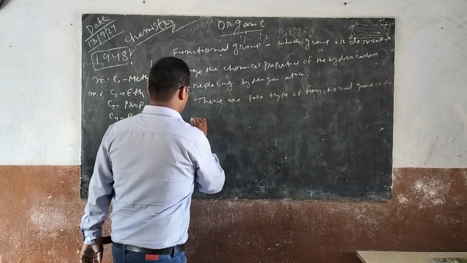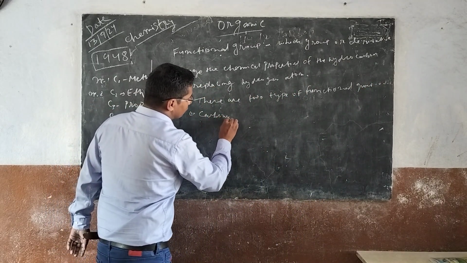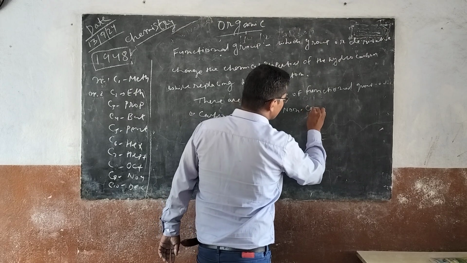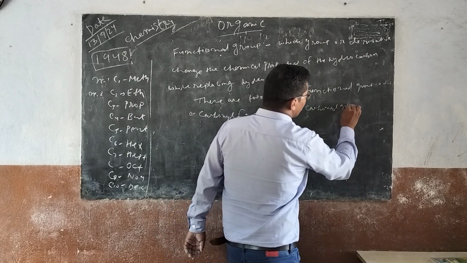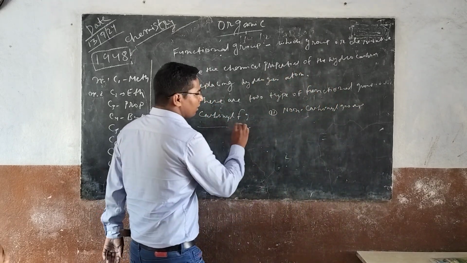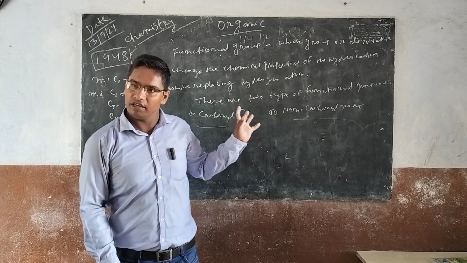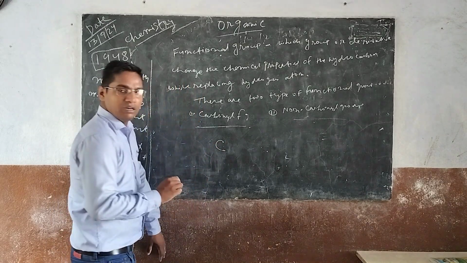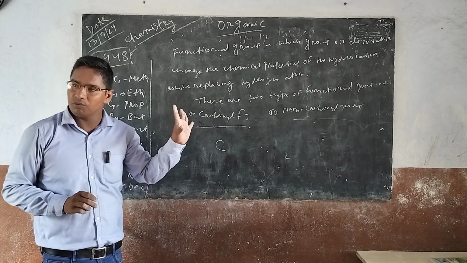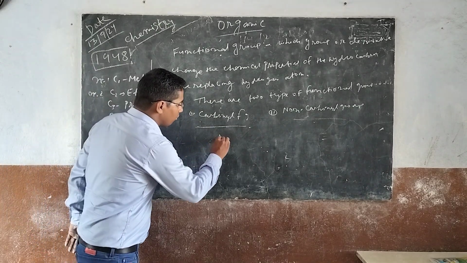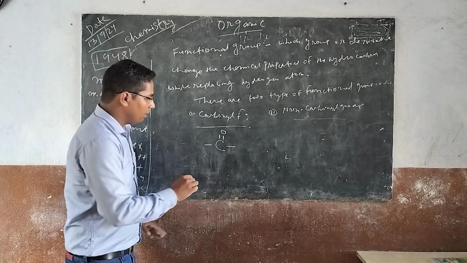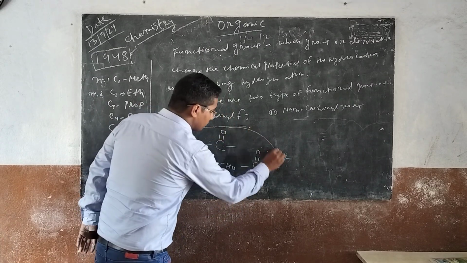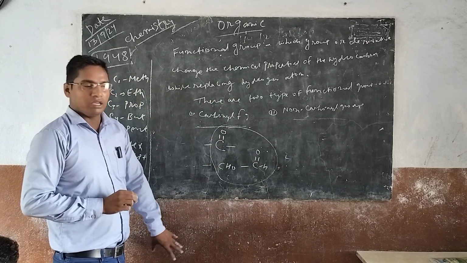First, carbonyl functional group, and second, non-carbonyl. What is the difference between carbonyl and non-carbonyl? In a carbonyl functional group, we can see at least one carbon atom, like CO, which is the functional group of ketone, and CHO, which is the functional group of aldehyde. These are carbonyl functional groups.